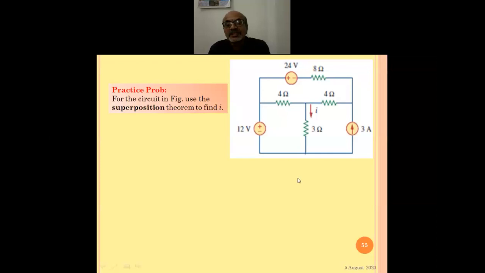Then in the next step you consider only 24 volt. Then in that case you make short circuit this and open circuit this and find out this current. So you can say I1 for this, I2 because of this, and then I3 because of this. And then just write the algebraic equation, that is the addition of all the three currents with the sign, and then the final answer you get is 2 amperes.